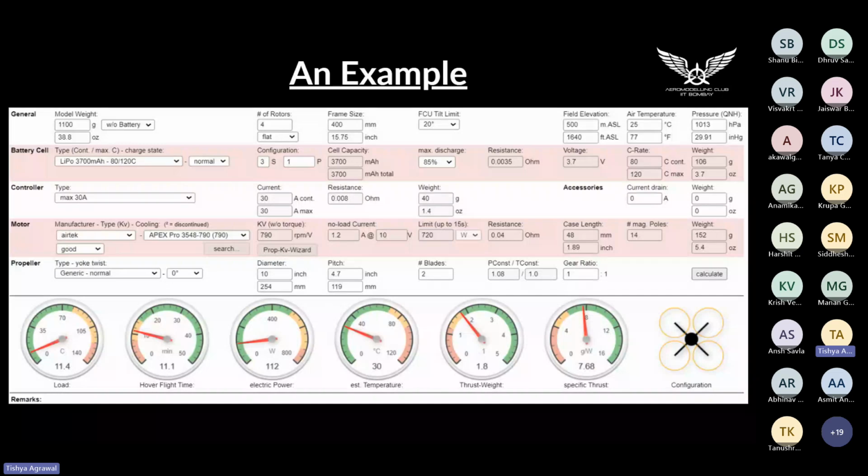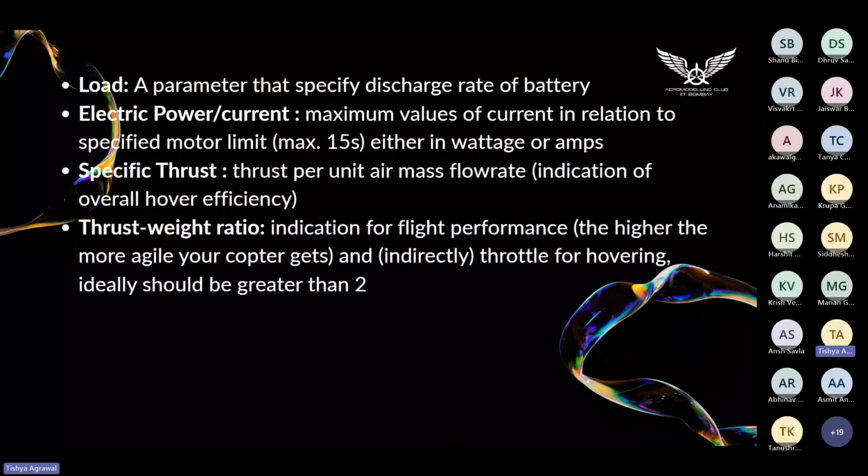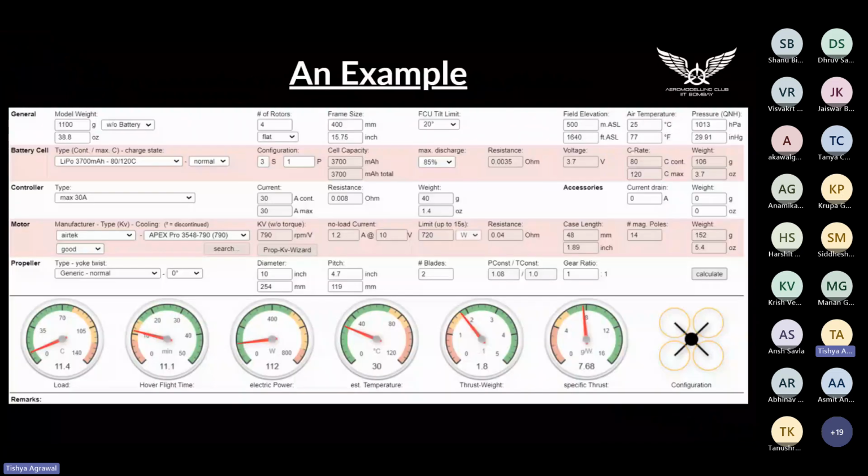Second is hover flight time. As the name itself is suggesting, it represents the duration over which the drone would be able to fly at its optimum performance without affecting the performance and the nature of the drone. So the higher the hover flight time is, obviously the better it is.